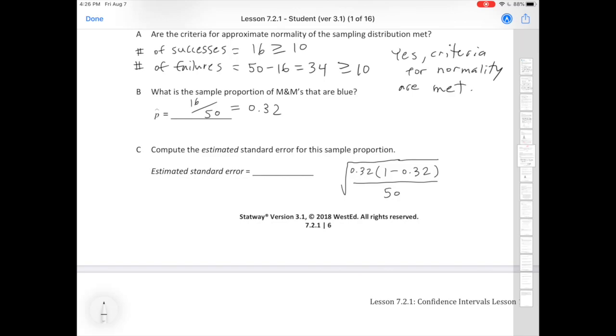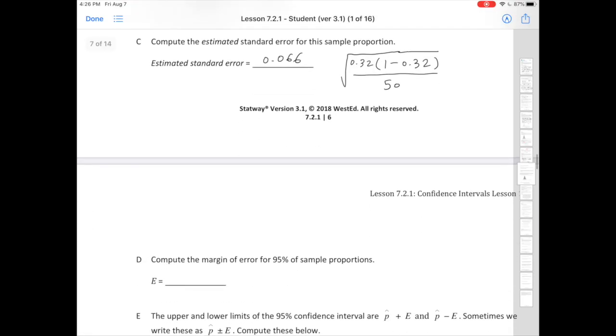I'm not going to do this on the calculator in front of you guys because I already showed that many times in the previous lessons. So let me just do it on my calculator on my own. When I plug this into my calculator, I get 0.06596969, but I'm going to round it to 3 decimal places, 0.066. So this would be the estimated standard error. Okay. All right, let's keep going.